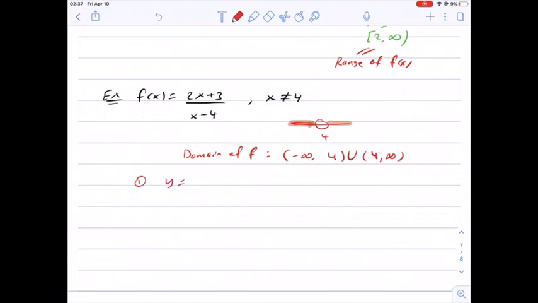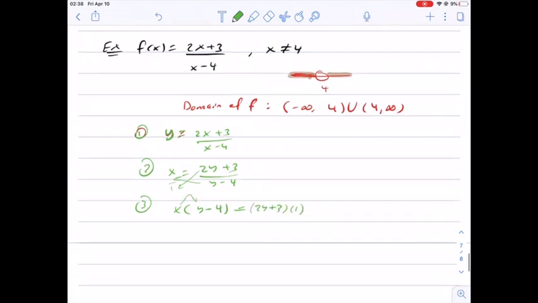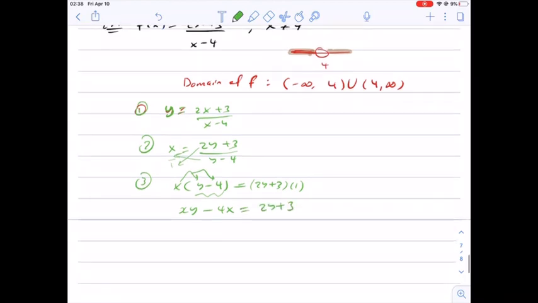inverse function of f. So first we write y equals 2x plus 3 over x minus 4. And the second step is to interchange x and y. And the third step is to solve for y. So we can multiply this by this. We have x times y minus 4 equals 2y plus 3 times 1. Now we distribute x on this expression. So xy minus 4x equals 2y plus 3. We are solving for y.